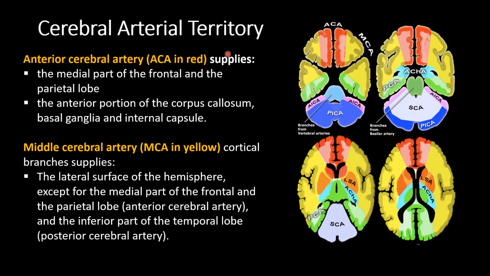Let's see the cerebral arterial territory. ACA supplies the medial part of the frontal and the parietal lobes, the anterior portion of the corpus callosum, basal ganglia, and internal capsule. Whereas the MCA supplies most of the lateral surface of the cerebrum, except for the medial parts of the frontal and parietal lobe, which are supplied by the anterior cerebral artery, and the inferior part of the temporal lobe, which is supplied by the posterior cerebral artery.